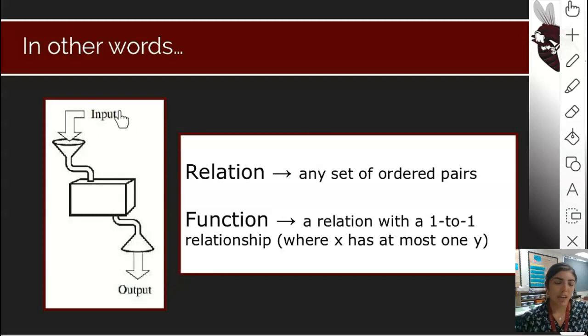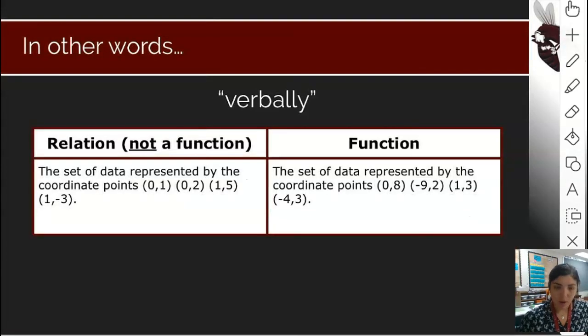So if I put a 4 into my machine, I have to get a 7 out every time. I put another 4 in here and I get an 18 out of here. Those aren't the same outputs, and that would be considered a relation and not a function, because there's not a one-to-one relationship between my x's and y's. So what that might look like in a problem, if you're given verbally information and asked if it's a relation or a function, it's going to look like this.